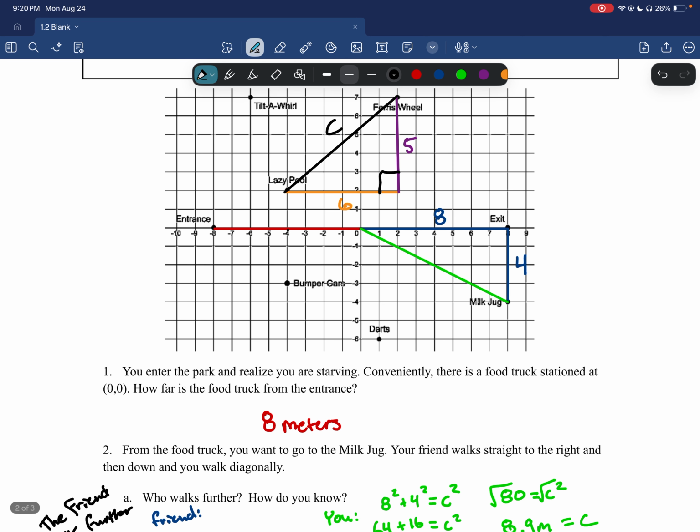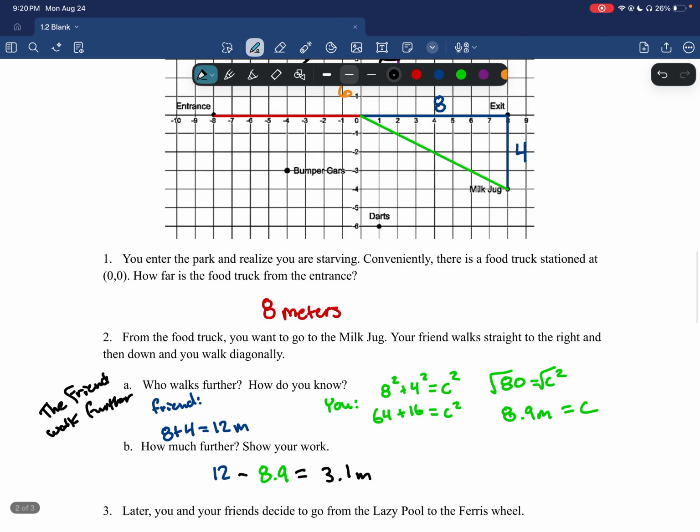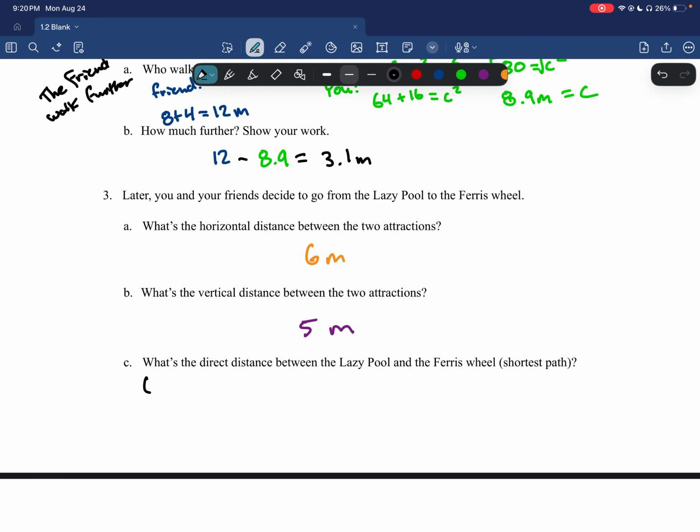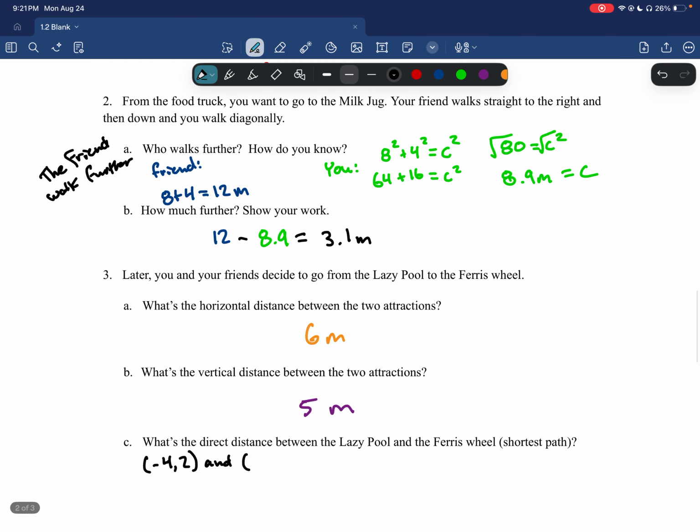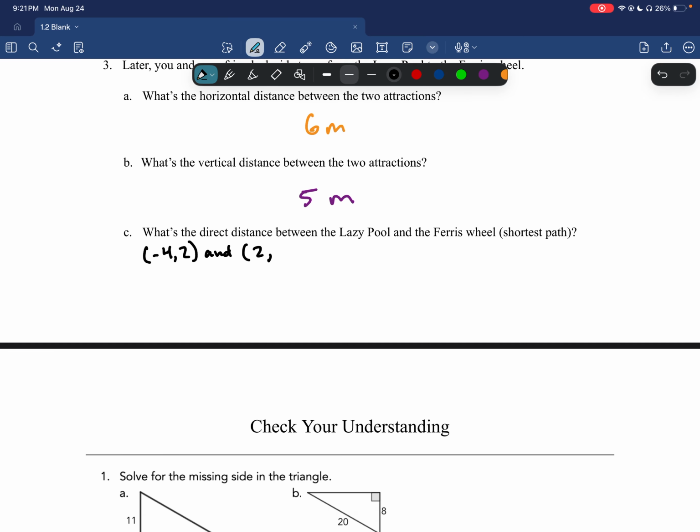So again, this point is at -4, 2. So I'm going to write that down. Okay, I've got my first point at -4, 2. And I've got my second point at 2, 7. So 2, 7 is my other point. Okay. Now I'm just going to label these as my x1, y1, so on and so forth. So this is x1, this is y1, this is x2, and this is y2. And then I just plug it into that formula.